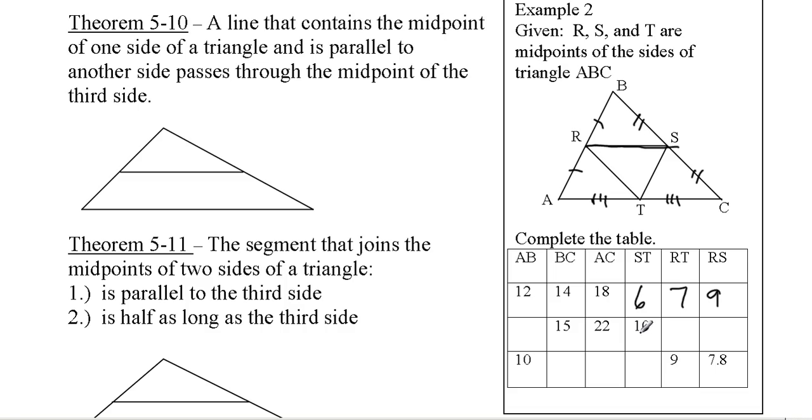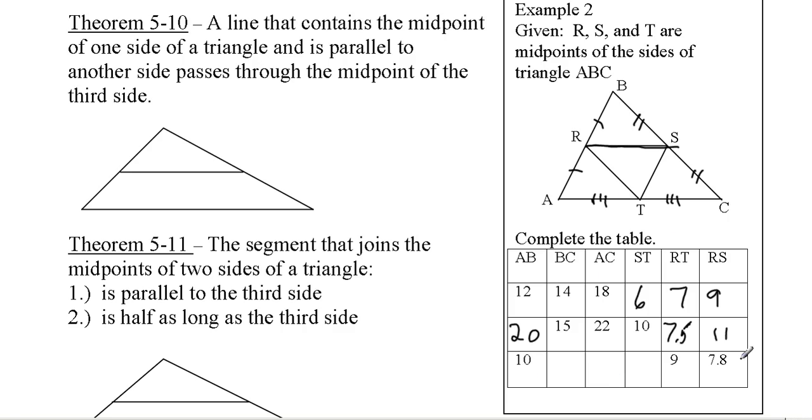And like we said, ST relates to AB. ST is half of AB. So if ST is 10, AB has to be 20. If BC is 15, then RT is half of that, which is 7.5, 7 and 5 tenths here. And if AC is 22, then RS is half of that, which is 11.